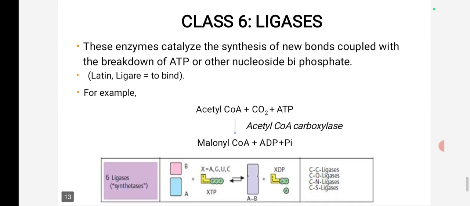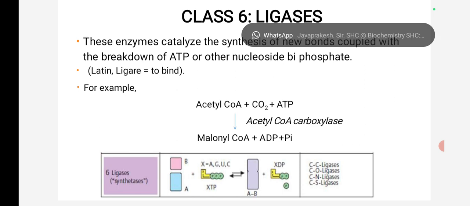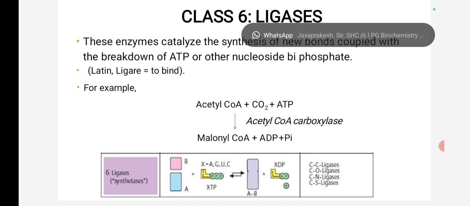Next one, class 6, ligases. These enzymes are involved in joining; they catalyze the synthesis of new bonds coupled with the breakdown of ATP or other nucleoside triphosphate. For example, acetyl-CoA plus carbon dioxide in the presence of ATP is converted to malonyl-CoA plus ADP plus inorganic phosphate. The catalyzing enzyme is acetyl-CoA carboxylase.